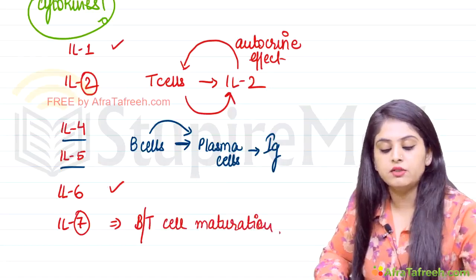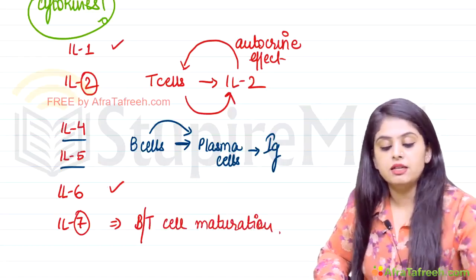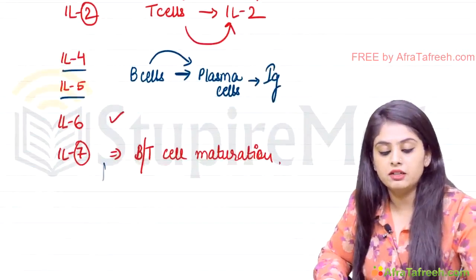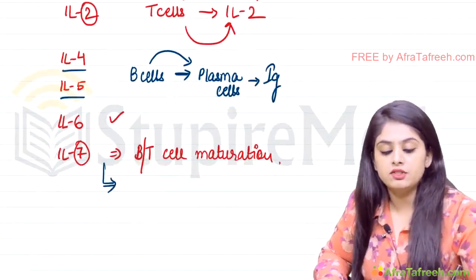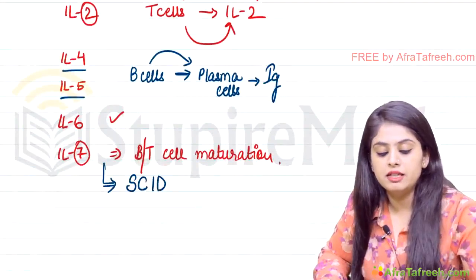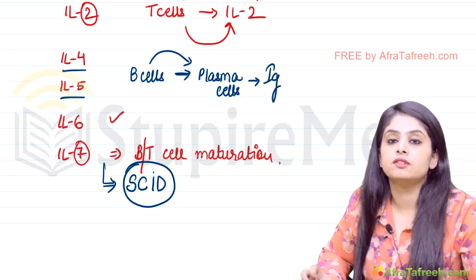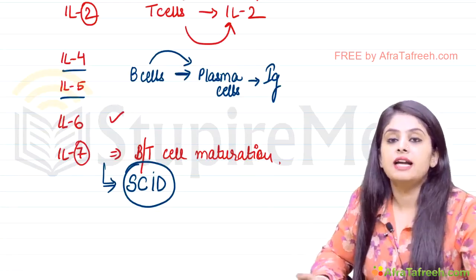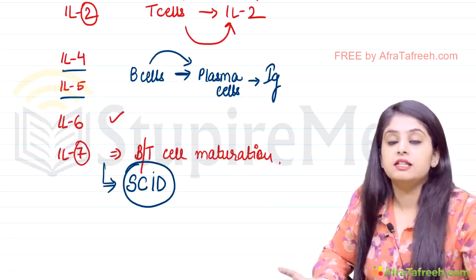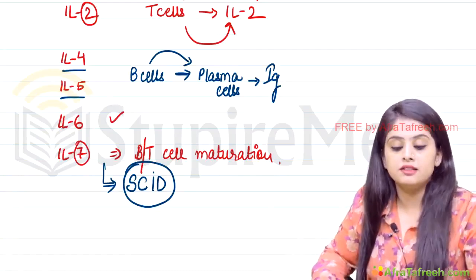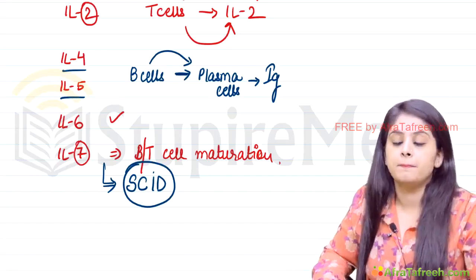Interleukin 7 is needed for the B and T cell maturation. If interleukin 7 is defective, this can result in an immunodeficiency condition that we will be reading in the chapter of immunity, severe combined immunodeficiency disease. SCID can occur when there is an interleukin 7 defect, because in that the maturation of the B and the T cells is going to get affected.